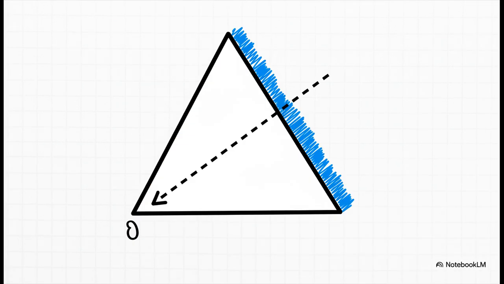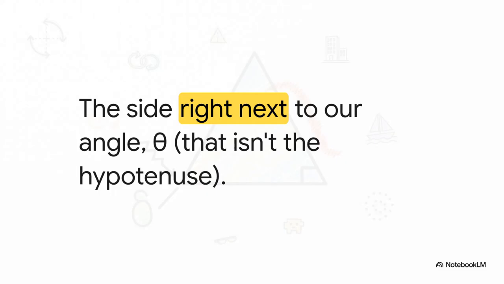Next, we've got the opposite side. Now this one's a bit of a shapeshifter, because its identity depends completely on which angle we're looking from, our theta. The opposite side is just the one that's directly across the triangle from that angle. Simple as that. And that leaves us with the adjacent side. Adjacent is just a fancy word for next to. This is the side right beside our angle theta that isn't the hypotenuse. And that's it. That's our whole cast of characters: hypotenuse, opposite, and adjacent.